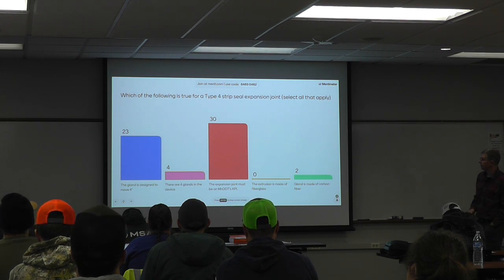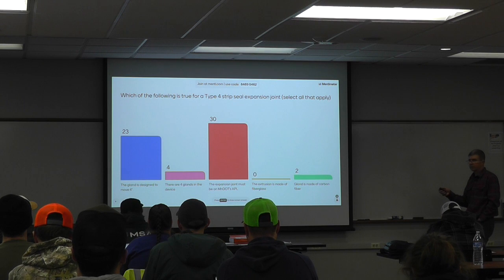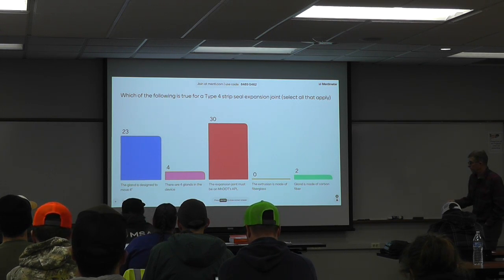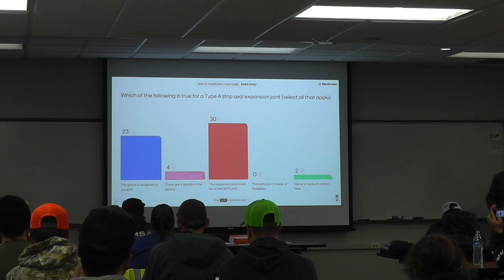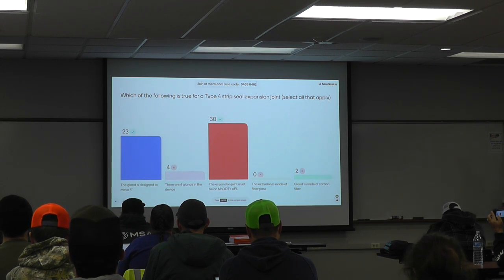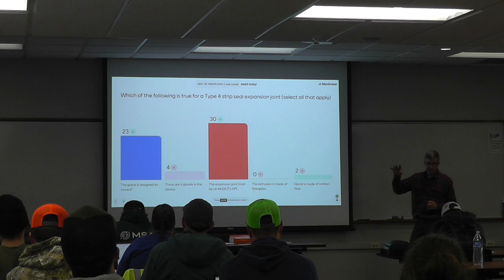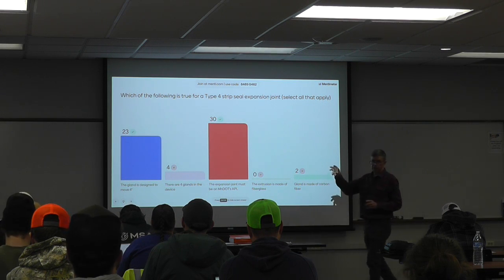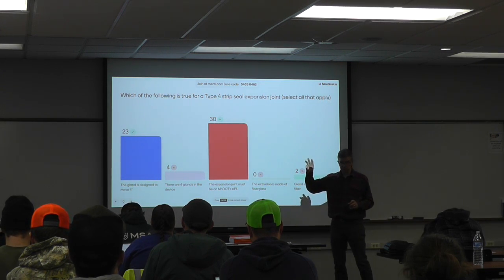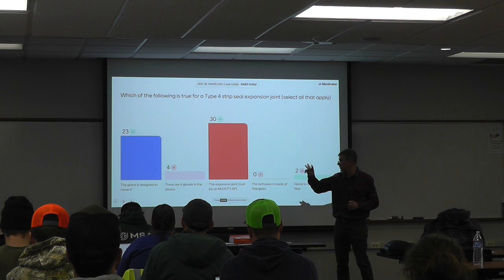Which of the following is true for the type 4 strip seal expansion joints that Mark talked about today? The gland is designed to move 4 inches is correct. That is what the 4 means. There was an incorrect one of there are 4 glands in the device. No, if we had 4 glands in the device, a modular would actually call it a type 12. Each one is 3 inches. 4 glands times 3 would be 12.